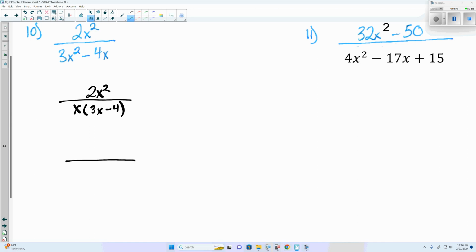Now, we do have something in common on top and bottom, and that is our x. So the one in the bottom will cancel out completely, and it would remove one of the x's on top, turning it from 2x squared to 2x. And the denominator would be 3x minus 4. That's as simplified as it gets, because the 3x minus 4 is one whole term, and we can't reduce it with anything on top.